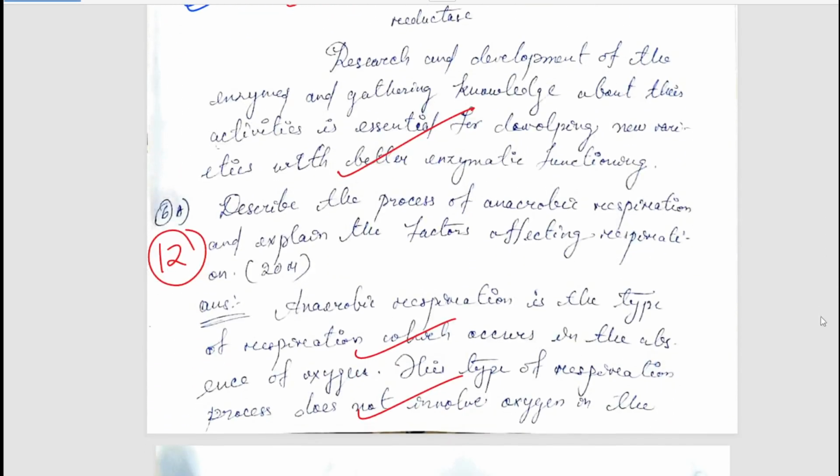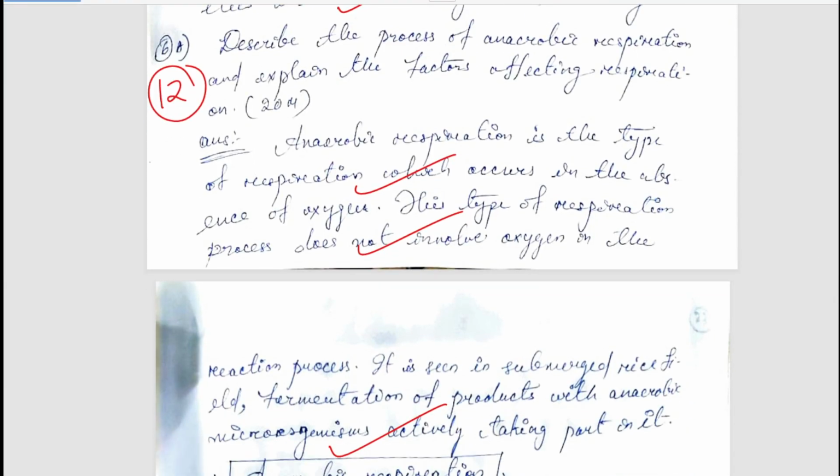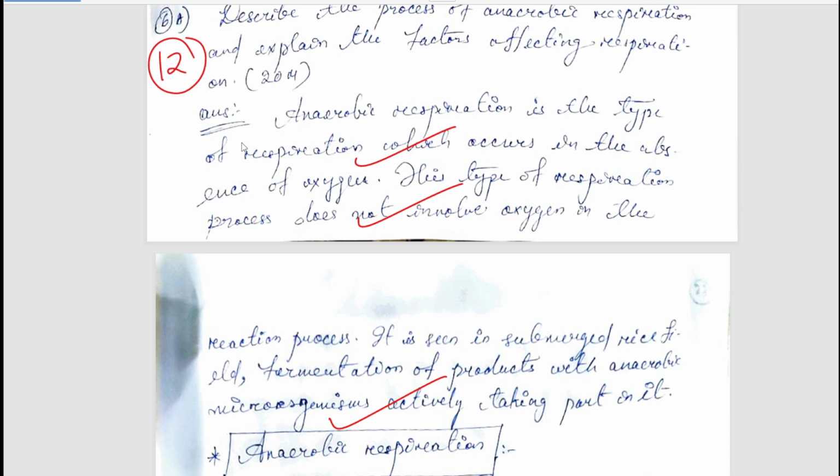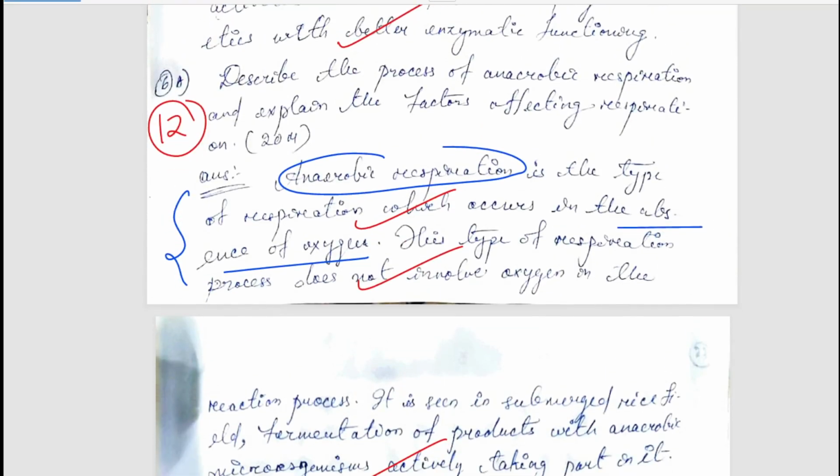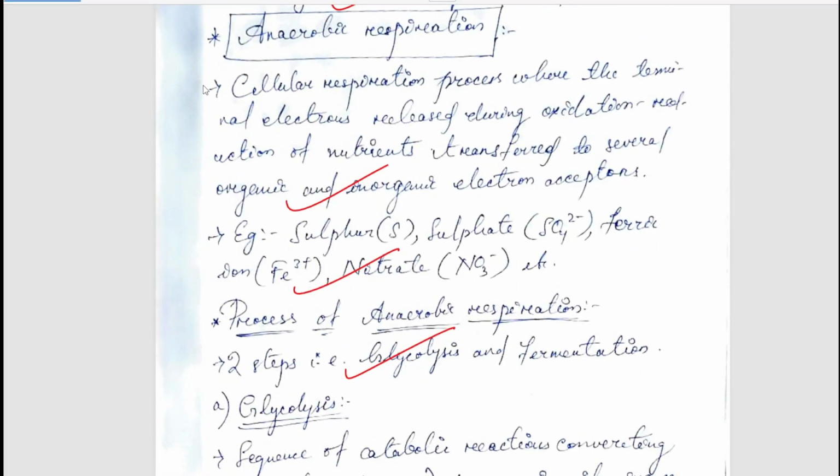And then now the next question is, describe the process of anaerobic respiration and explain the factors affecting respiration. So basically respiration is of two types, aerobic and anaerobic. And anaerobic respiration is the respiration that happens in the absence of oxygen. So that is well defined. And now the process of anaerobic respiration has been mentioned.